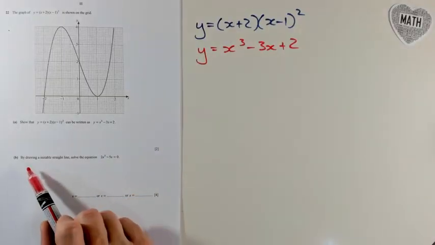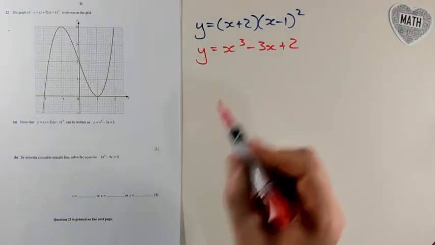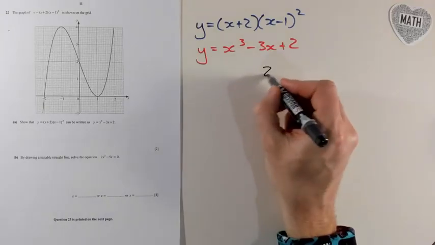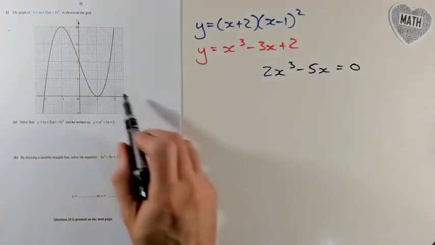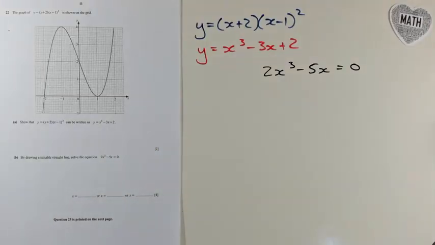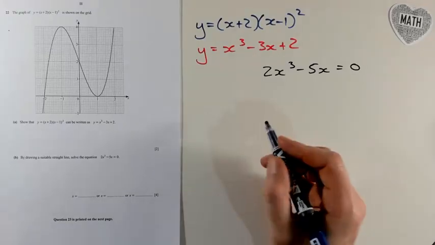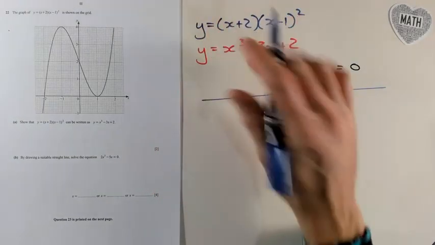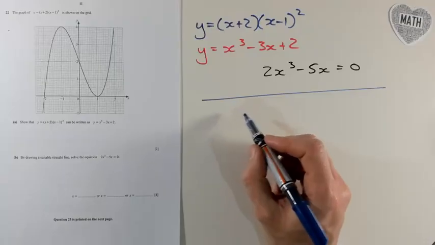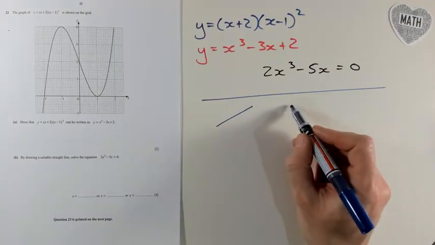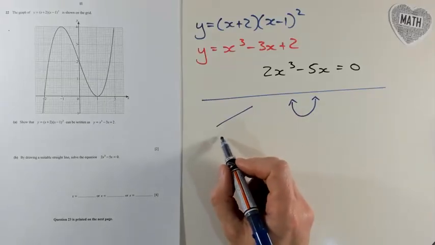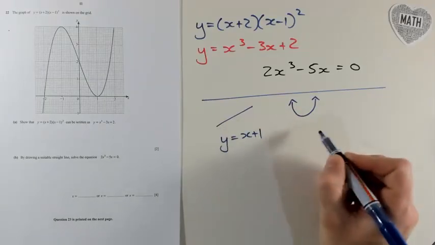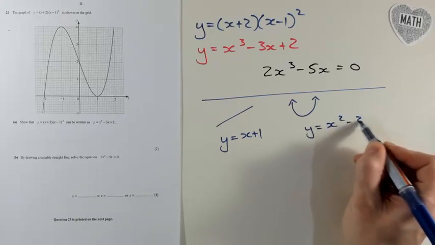The tricky part is saying by drawing a suitable line, they're saying solve this equation, and they're giving us a new equation, and that equation is 2x cubed minus 5x is 0. And they want us to draw a line to solve this equation, which is a little bit weird. So I'm going to go back and remind you of something different, so it's not to do with this question. Let's say we had one line that was crossing something like a parabola or a curved graph, what they'd maybe give us is y is x plus 1, and then y is x squared minus 3.